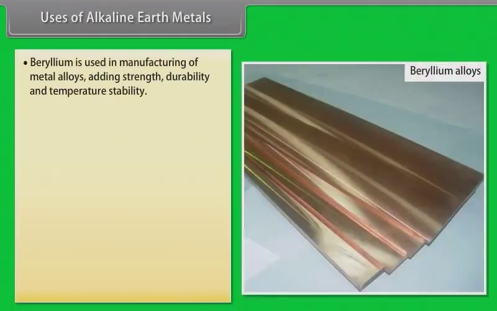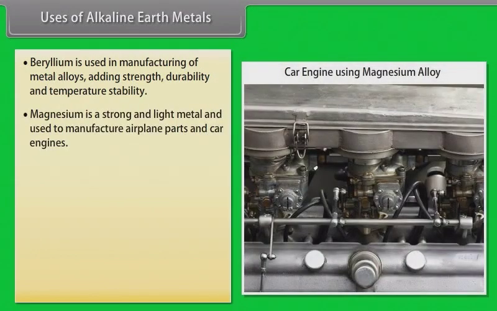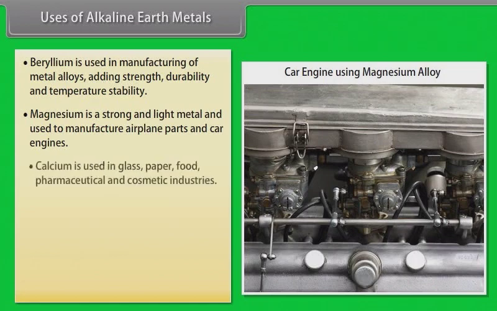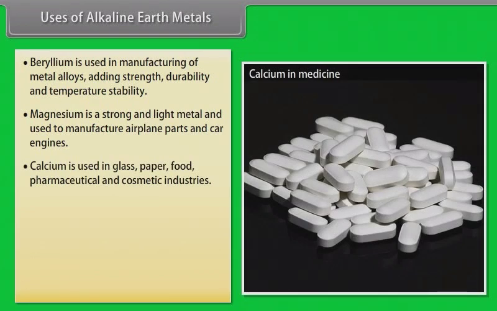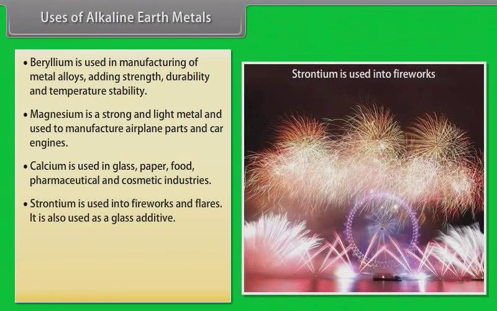Uses of alkaline earth metals. Beryllium is used in manufacturing of metal alloys, adding strength, durability, and temperature stability. Magnesium is a strong and light metal used to manufacture airplane parts and car engines. Calcium is used in glass, paper, food, pharmaceutical and cosmetic industries. Strontium is used in fireworks and flares. It is also used as a glass additive.